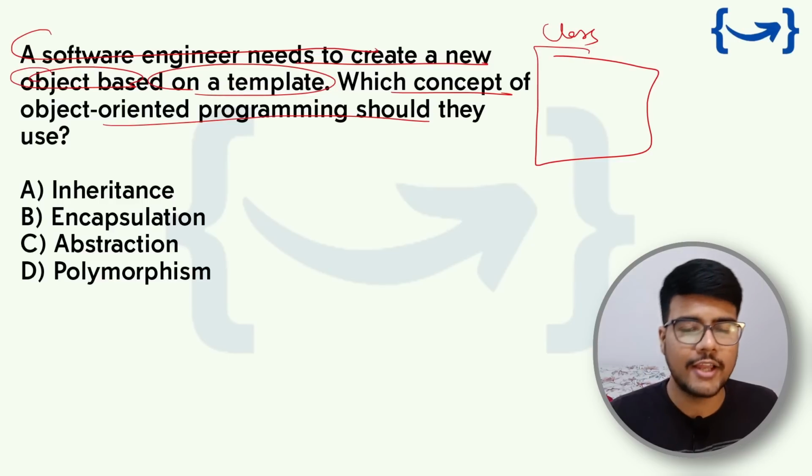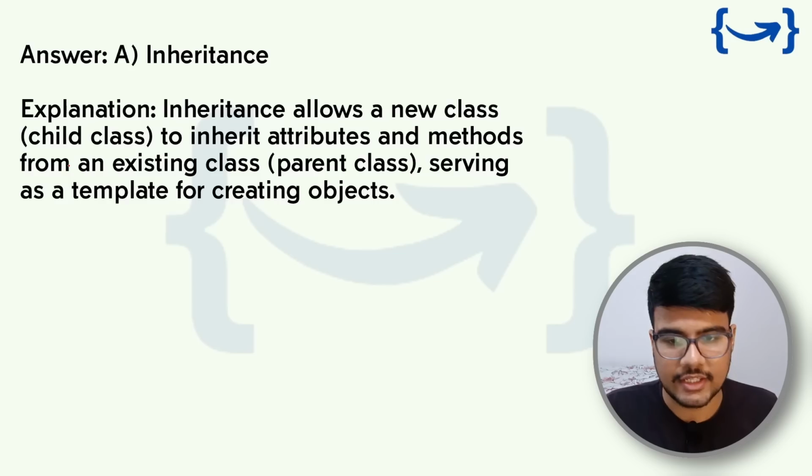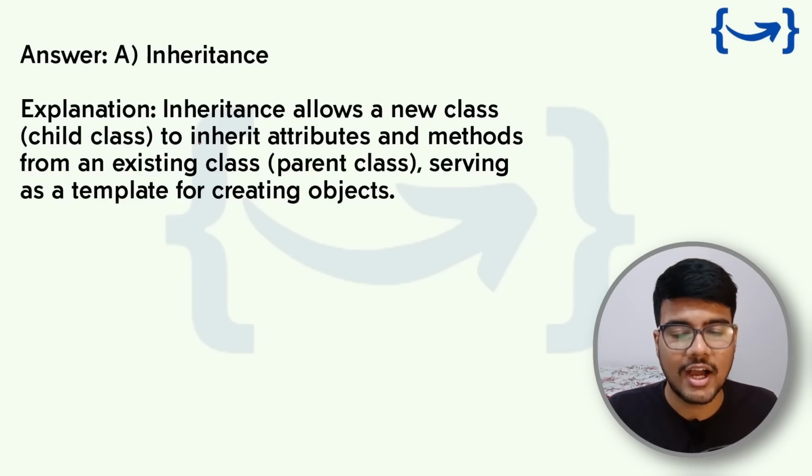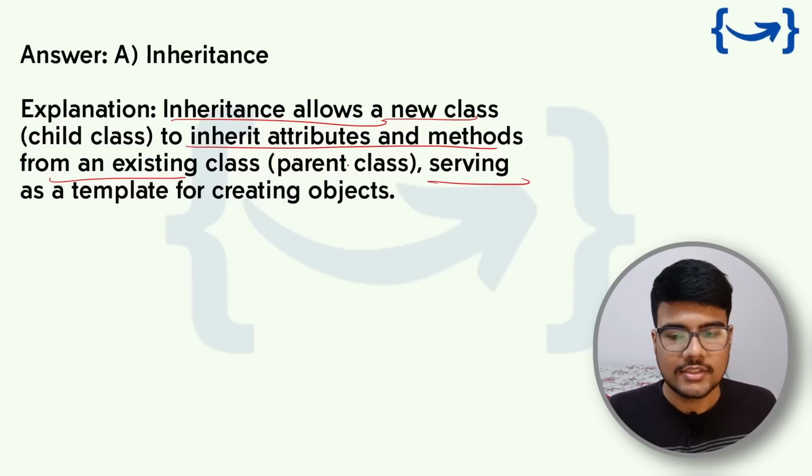Everyone knows this question. I know in a few milliseconds to mark the right option, which is inheritance. Let's see. Yeah, inheritance is the right option. Again, +1 marks. Inheritance allows a new class, the child class, to inherit attributes and methods from an existing class, the parent class, serving as a template for creating objects.